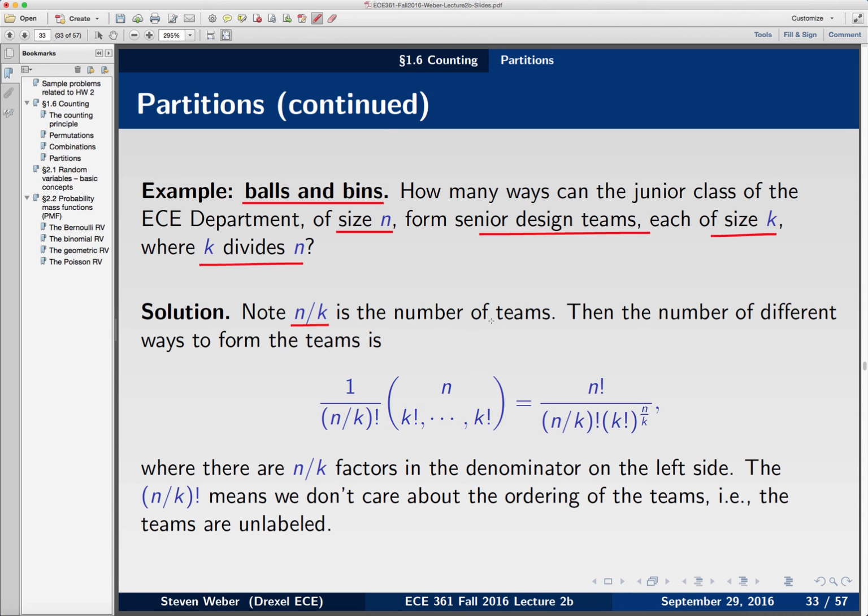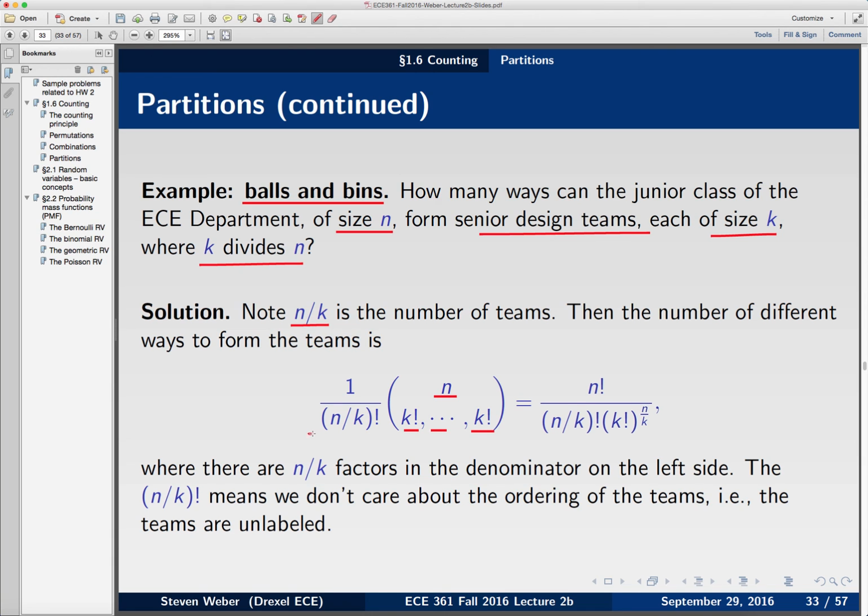Then, the number of different ways to form the teams is given by the multinomial coefficient, where I have n students, and each team, which we think of as a bin, is of size k. There's k factorial ways of ordering the students in team 1, k factorial ways of ordering the students in team 2, and there are n over k teams, each of which has k students, and each of which is independent of its ordering. So I apply the definition of the multinomial coefficient, recognizing I have n over k factorials in the denominator, so I take k factorial and raise it to the power n over k.